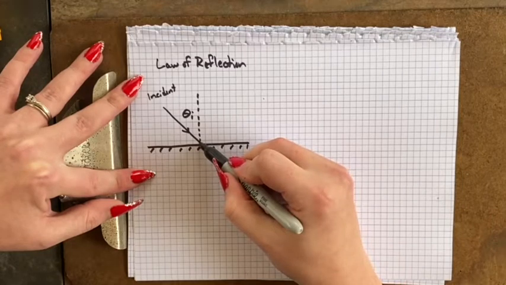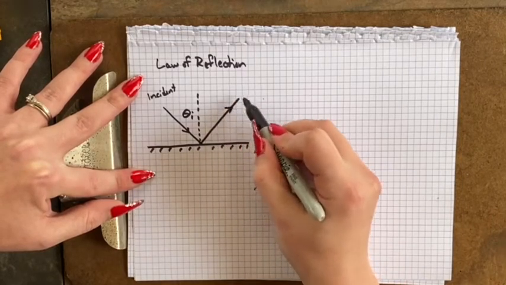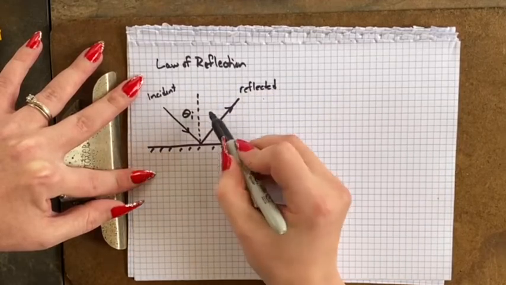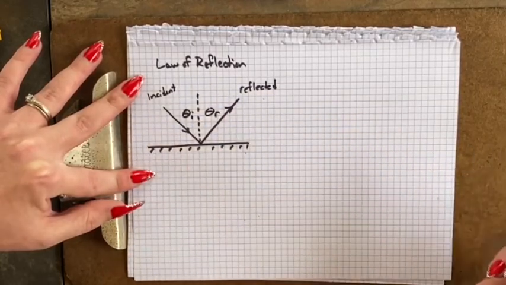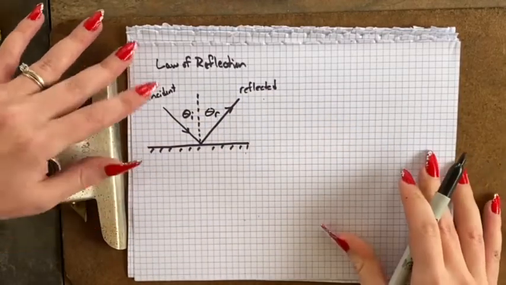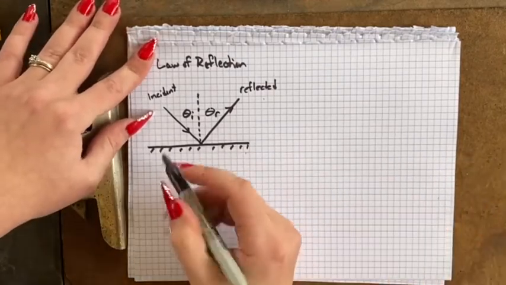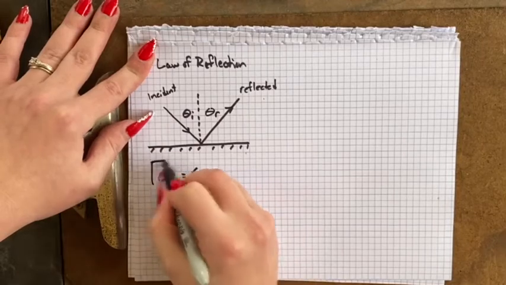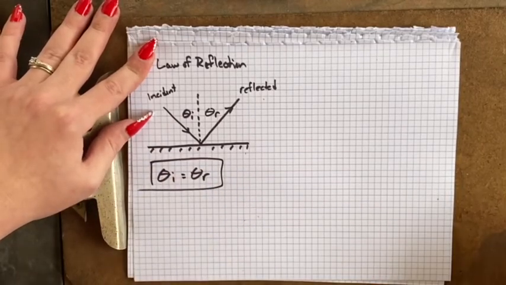It'll bounce off, or reflect. So this will be our reflected ray, and it's also got an angle. We'll call it the reflected angle. And the law of reflection is a tough one. The incident angle is exactly equal to the reflected angle. So that's it. There's really nothing else to that problem.